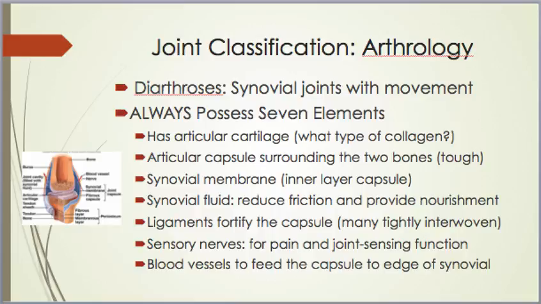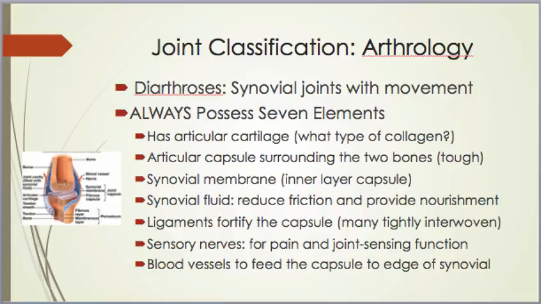Diarthrosis joints also possess sensory nerves, both for pain or nociception and for joint sensing function, like mechanoreceptors that tell our body what's happening in the joint so we can stay on our feet and function appropriately. And finally, diarthrosis joints have blood vessels to feed the capsule, and that capsular vascularization goes down to the very edge of the synovial membrane of the joint. So those are the 7 elements.